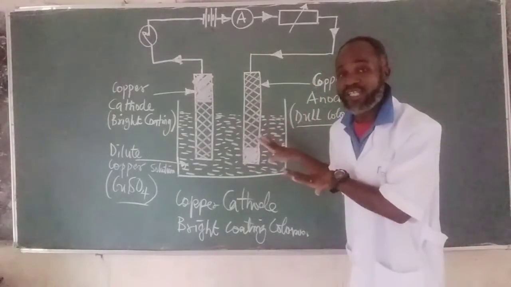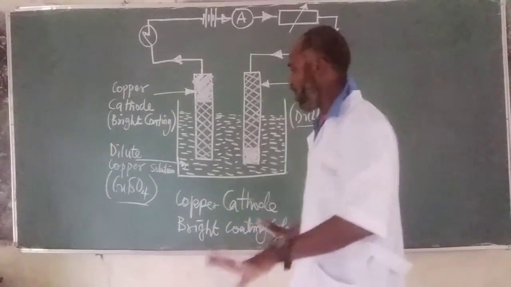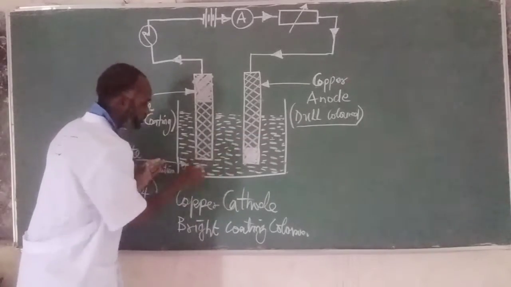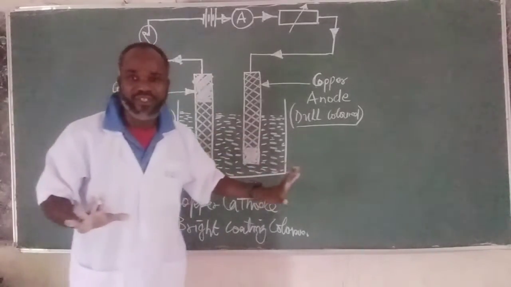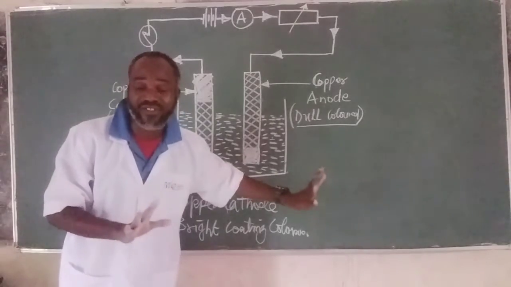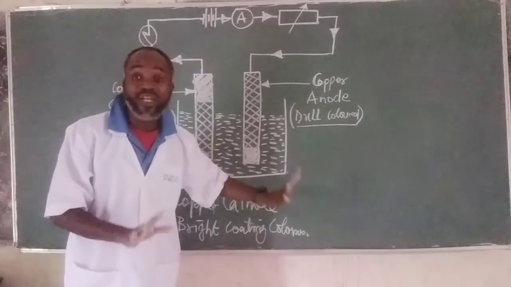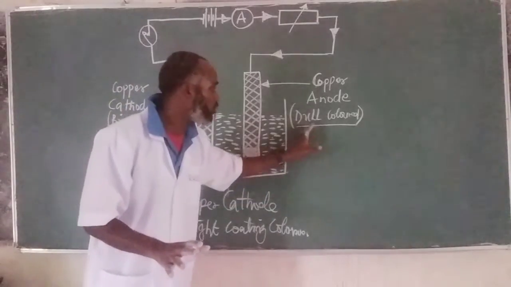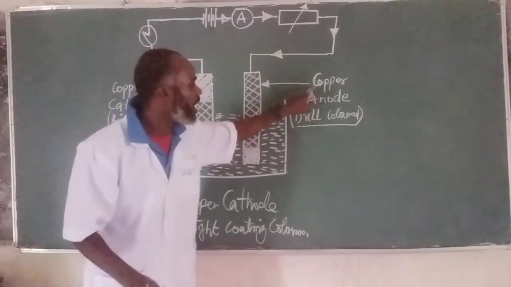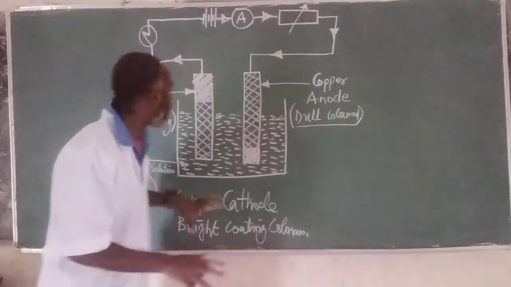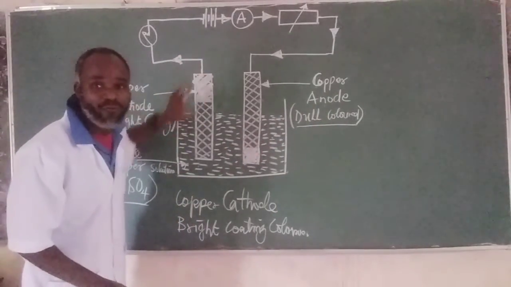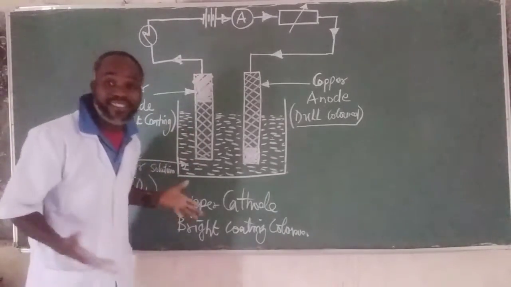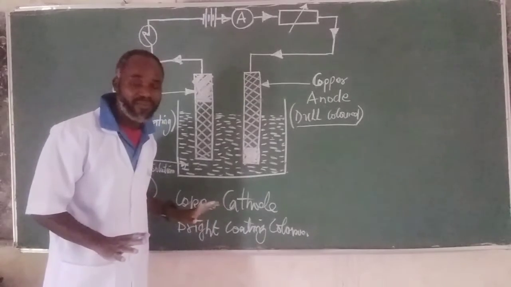So if we understand this, we need to understand as well that the copper sulfate solution does not change in any way. It maintains its nature. Only that there are deposits of different colors. One dull color at the lower part of the copper anode, and then bright color at the upper part of the cathode electrode. That is it. That's what happens.